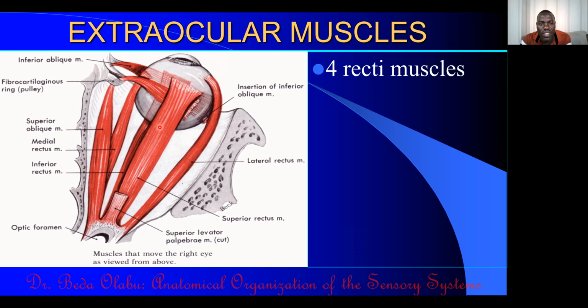Superior rectus elevates the eye. It makes the pupil face up like this. Inferior rectus depresses the eye. It makes the pupil go down like this. So medial rectus adducts, lateral rectus abducts, superior rectus elevates, and inferior rectus depresses the eye. Those are recti muscles. Then you have 2 oblique muscles, the superior oblique and the inferior oblique.